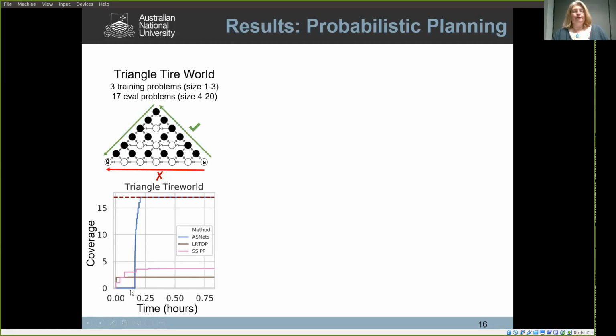As you can see, we can train for just 15 minutes. And after that, in blue, we have a generalized policy that solves all of the problems, whereas the 2 baseline planners are really struggling. And by the way, we don't even need heuristic inputs here. So the ISNet version without heuristic inputs is exactly the same.